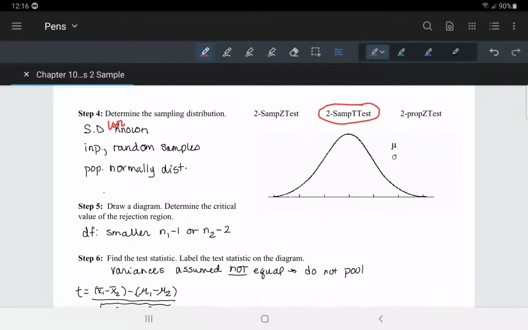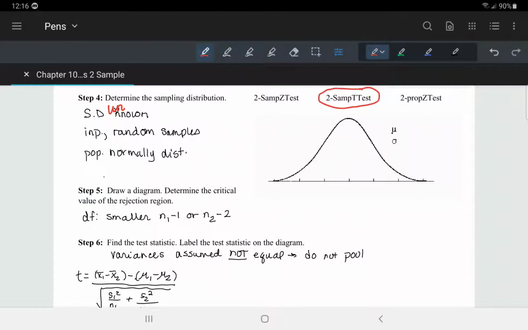And then we can draw the diagram and determine the critical value of the rejection region. So since we're using the t-test, we need to determine the degrees of freedom, and we'll use the smaller of n1 minus 1 or n2 minus 1. So we are looking at either 25 minus 1, which is 24, or 16 minus 1, which is 15. The smaller of those two is 15, so we will use 15 degrees of freedom.